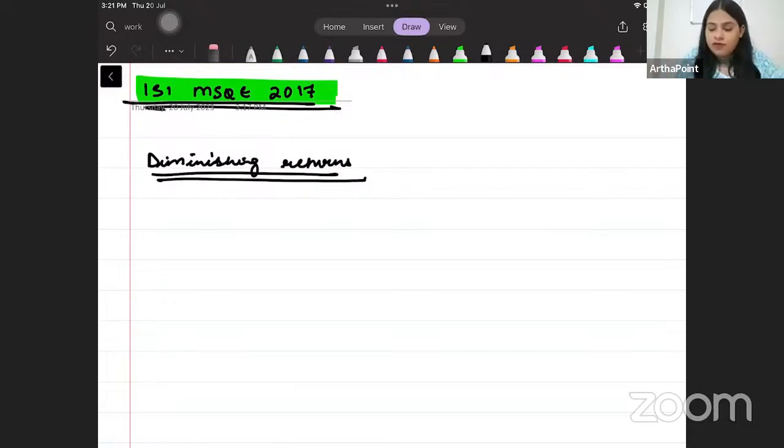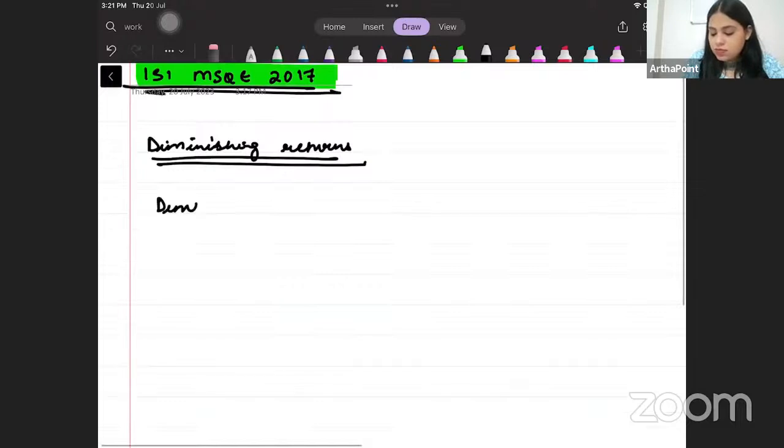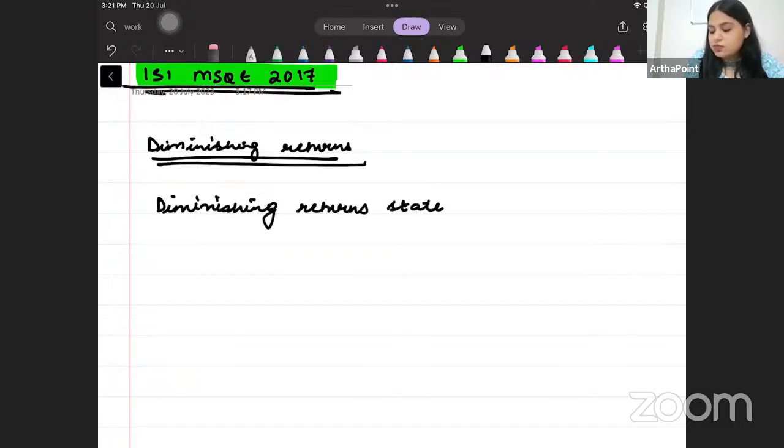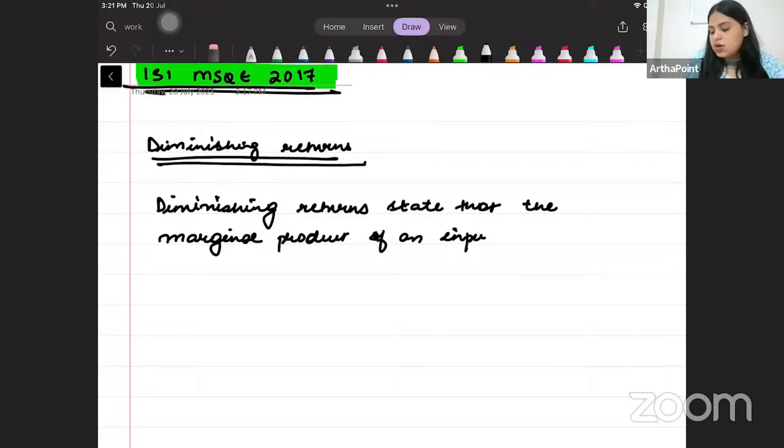First let's talk about the law. So diminishing returns state that the marginal product of an input is diminishing. So diminishing returns says that the marginal product of an input is diminishing.